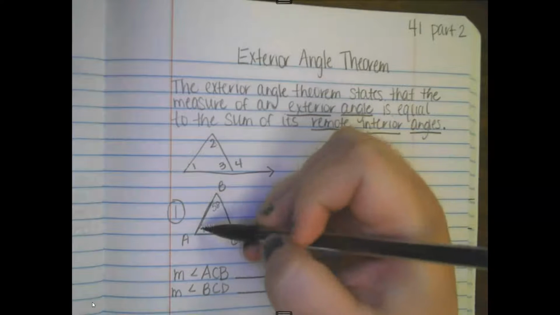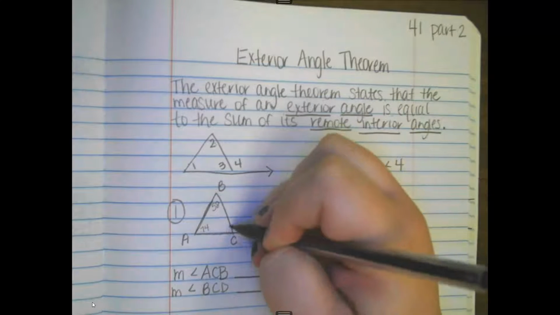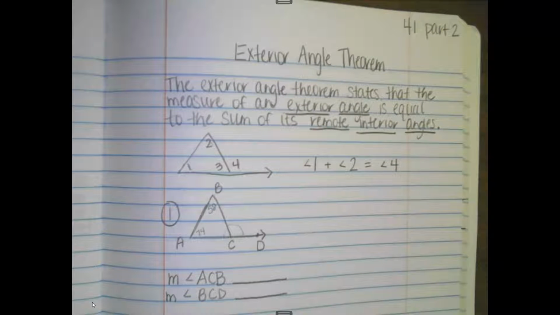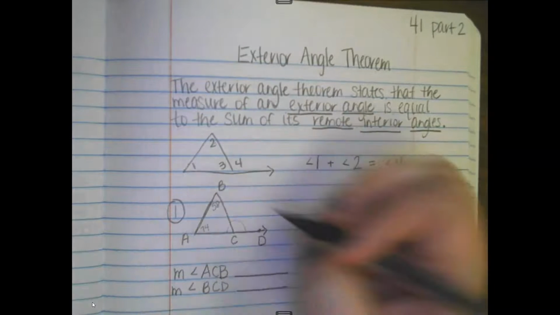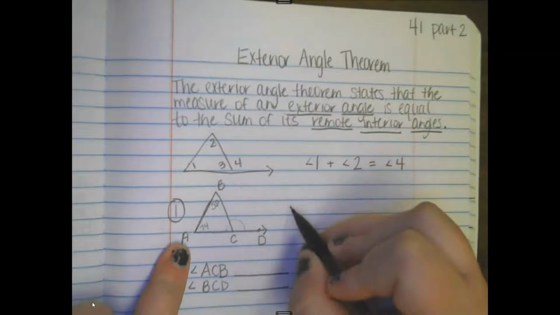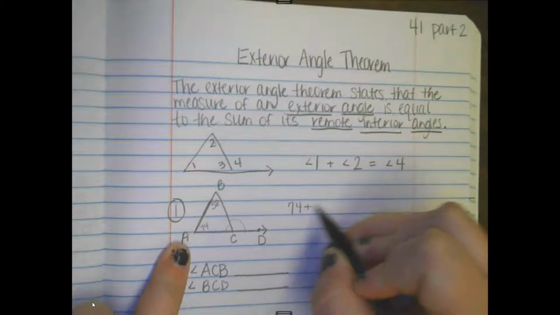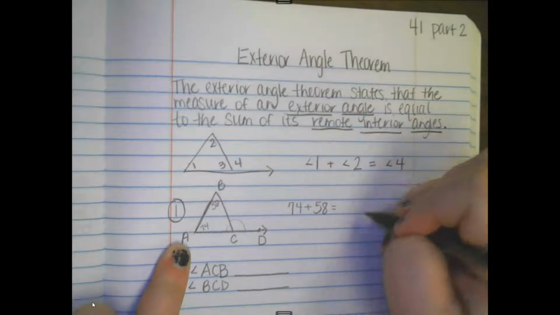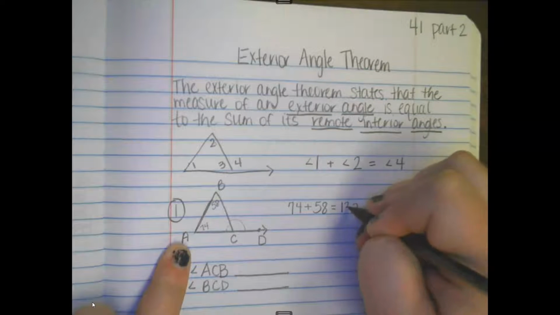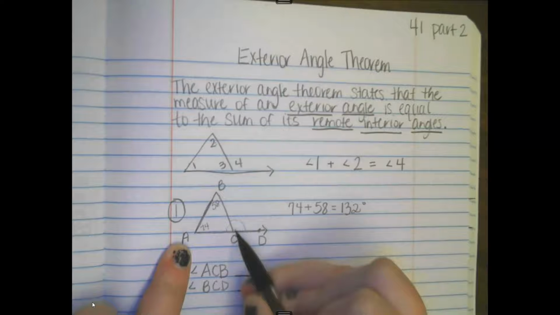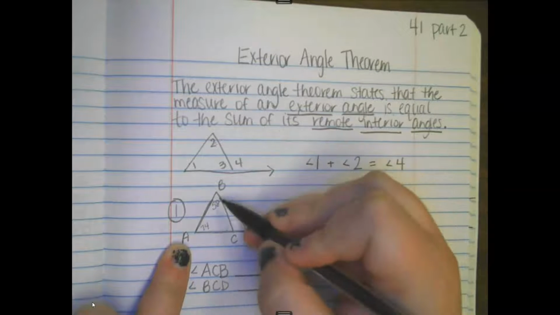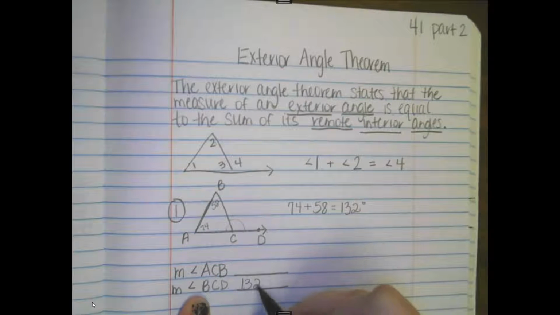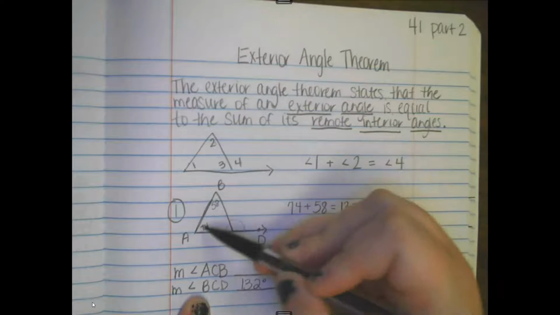So ACB is this angle right here, and BCD is this angle right here. First of all, we just learned that if I add these two angles up together, which is 132 degrees, the sum of these two is going to equal that exterior angle, which is BCD. So this exterior angle is going to be 132 degrees because it matches these two.